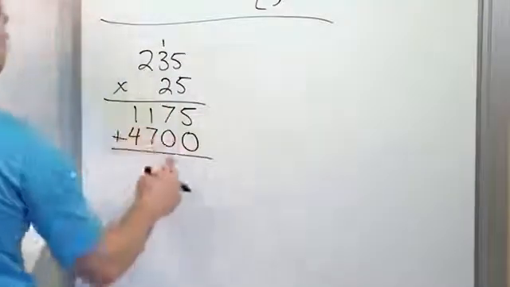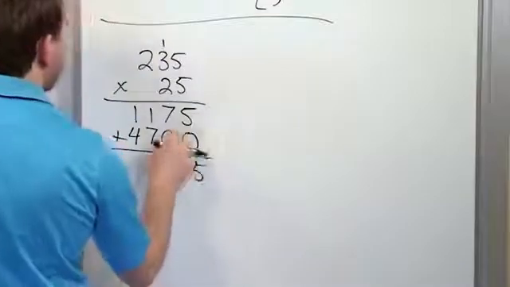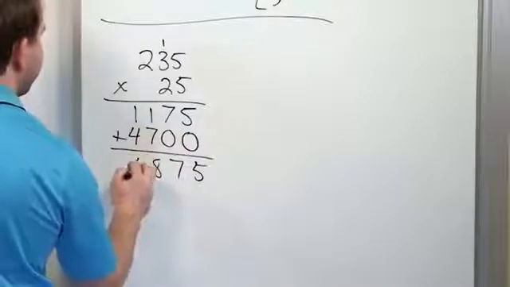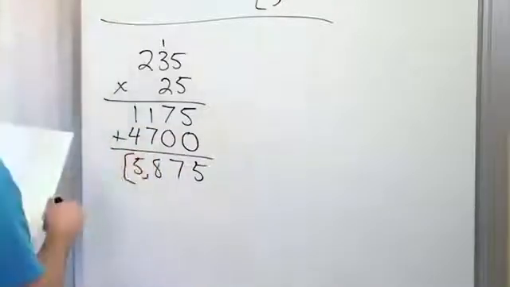And then we add these together. 5 plus 0 is 5. 7 plus 0 is 7. 1 plus 7 is 8. 1 plus 4 is 5. We get 5,875.